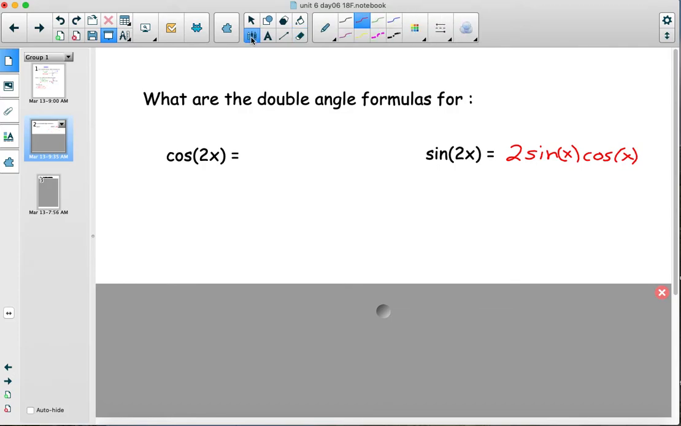Alright, but what about the cosine of 2x? Do you remember that one? So it turns out that there were actually 3 different formulas for this. So the first one, the main one, is cosine squared of x minus sine squared of x.